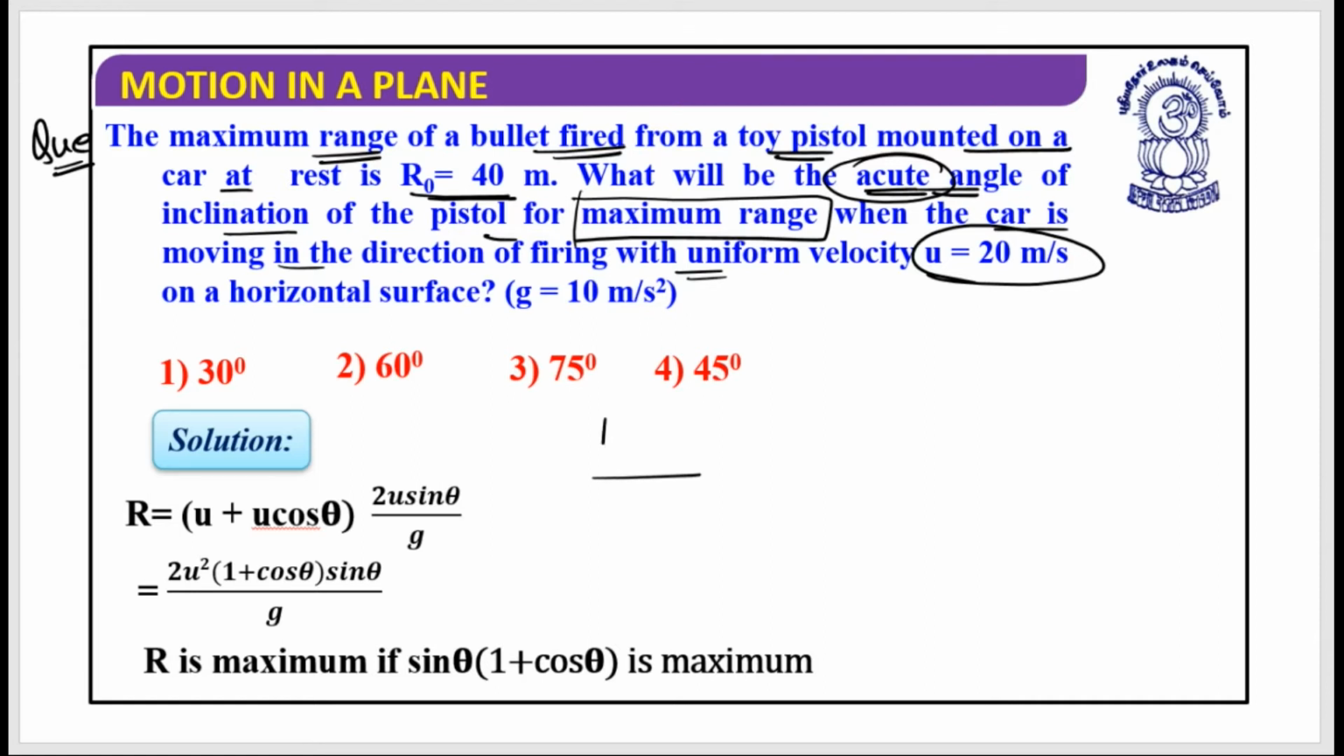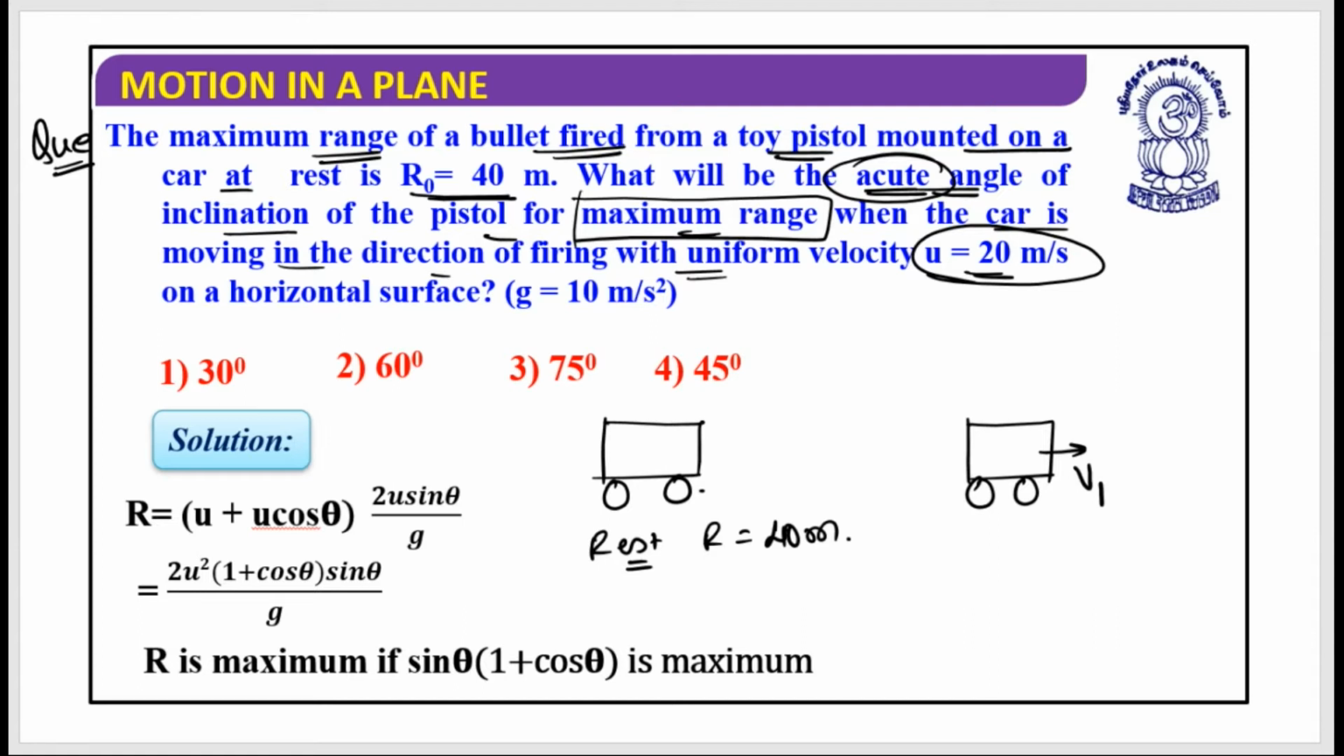So first, let us understand the situation: if the car is at rest, its range would be equal to 40 meter. But now the car is moving in this direction, and you need to find out the maximum range when the car is moving in the direction of firing with uniform velocity 20 meter per second. That means even if the car is moving, let's say, with velocity v1, the bullet has been thrown with speed of 20 meter per second with certain angle theta.